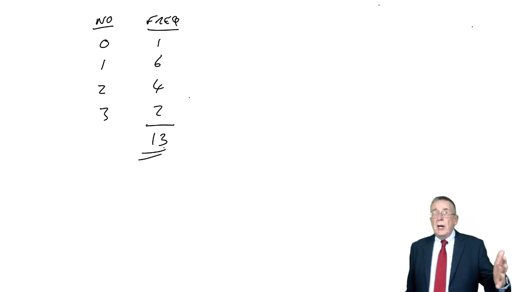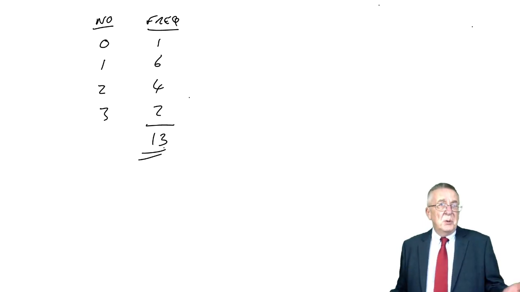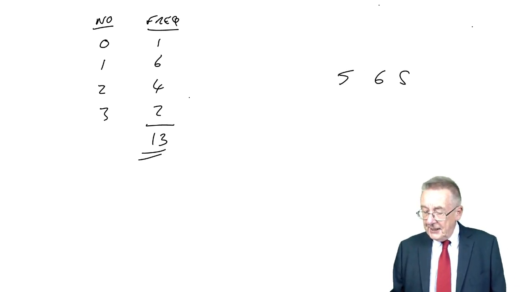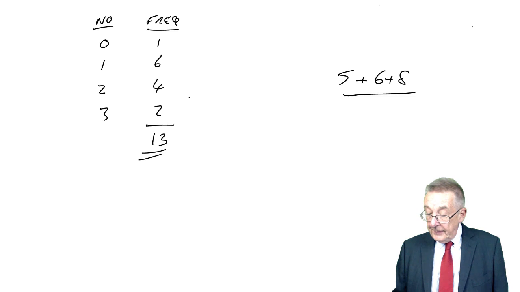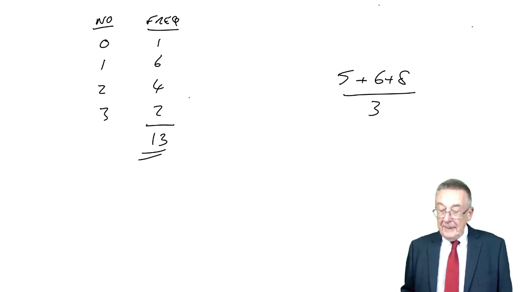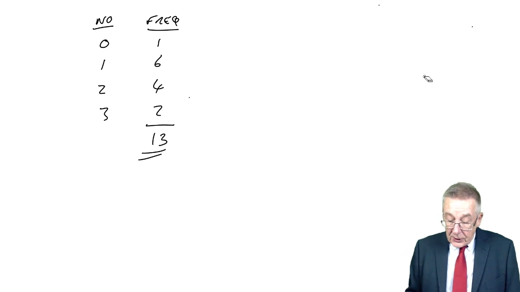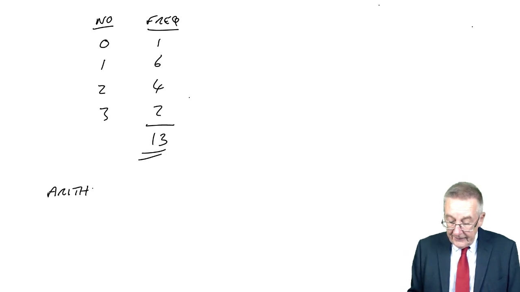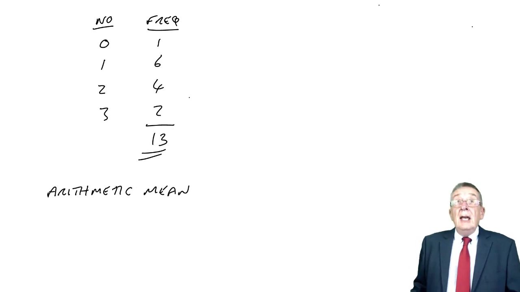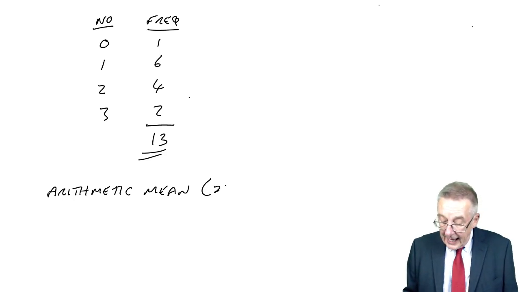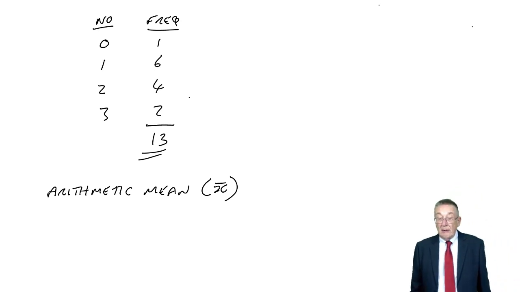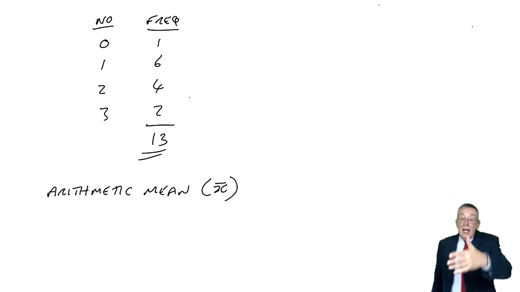Well, the most obvious way, I think you should already know, if I ask you to work out the average of 3 numbers, 5, 6, and 8, if I said, what's the average? You add them together and divide by 3, because there are 3 numbers. Well, that's the most obvious average, and it's called the arithmetic mean. And I'm not sure it would be needed for the exam, but the standard symbol is X bar, X with a bar on top. And we're going to do that here.